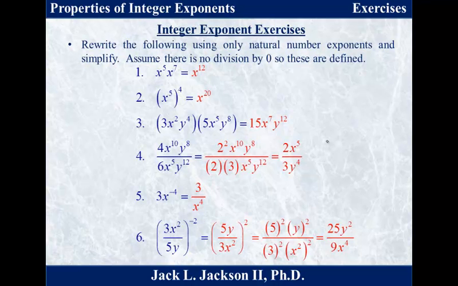Similarly, I have y to the 12th and y to the 8th. I do 12 minus 8 is 4. So we have 4 y's left over, but they're left over in the denominator because the denominator has more than the numerator.